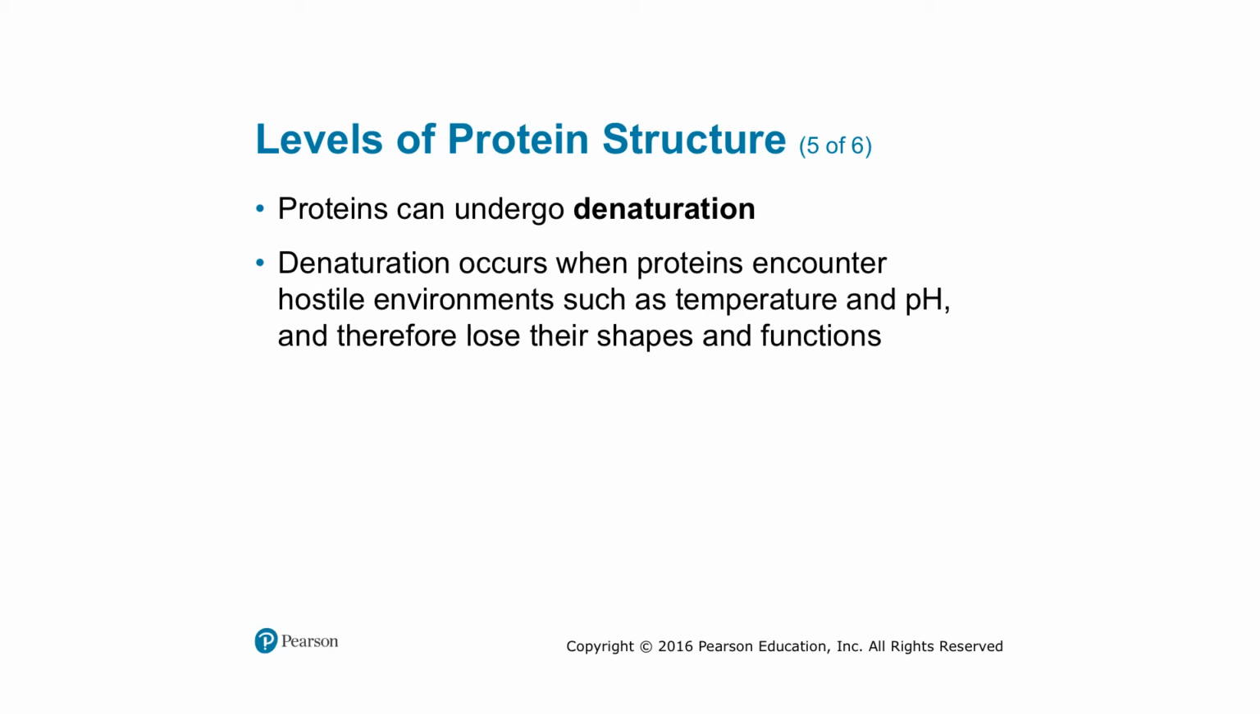So proteins can undergo what we call denaturation. Denaturation occurs when a protein encounters a hostile environment, such as a high temperature or a low temperature, as well as high or low pH. Therefore, it loses its shape and its function. One of the best examples of this is cooking an egg.